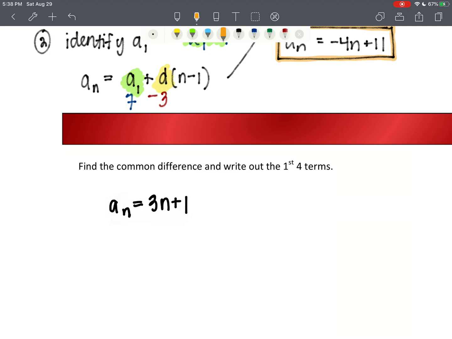We need to find the common difference, D. So what is the common difference? And then what are the first 4 terms? Well, the common difference is your slope. So our common difference is 3.